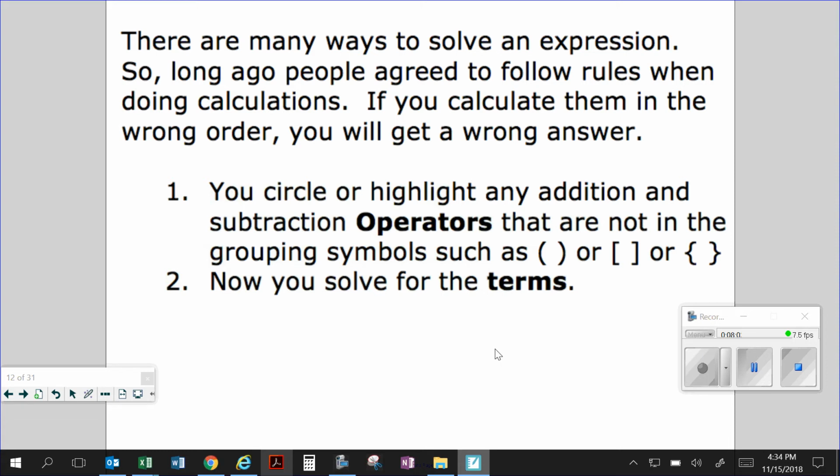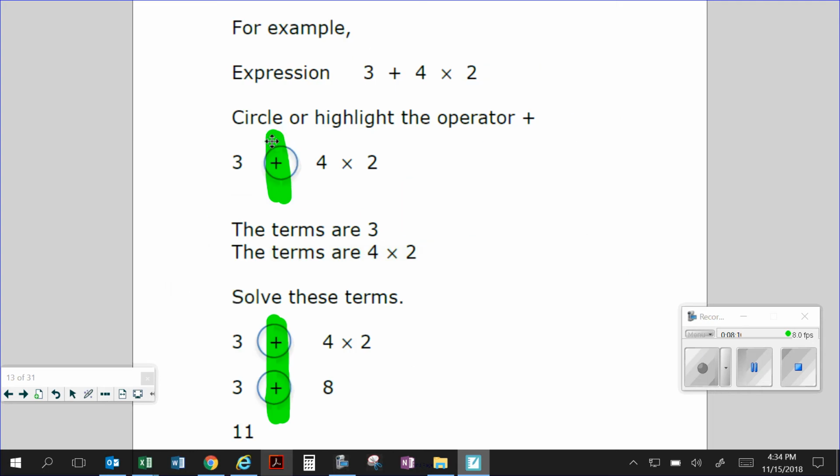So what we do in order of operations is break problems into terms and operators. You say, huh? Well, let's look at this one. You are going to circle or highlight any addition or subtraction. So here's our numerical expression. Do you see any addition or subtraction? I see it right here, so you highlight this. The first term is 3. The second term is 4 times 2. Notice how this operator separates two expressions, 3 on the left side and 4 times 2 on the right side. Now you can solve it.